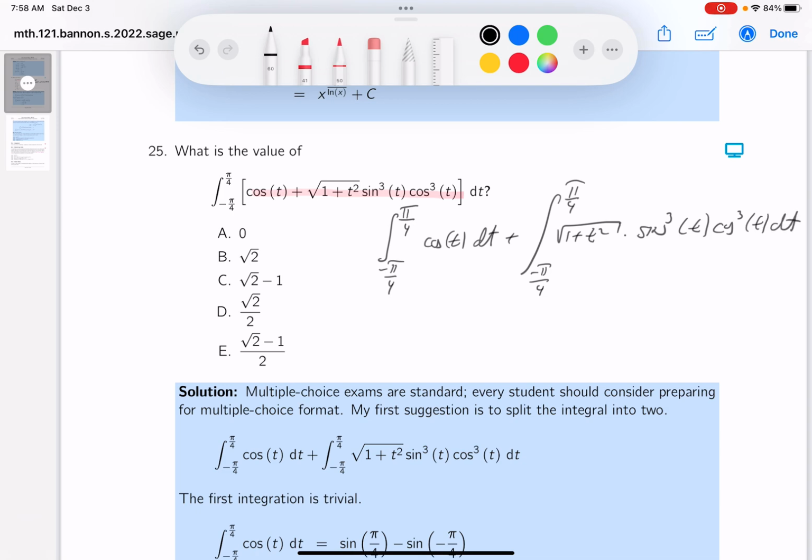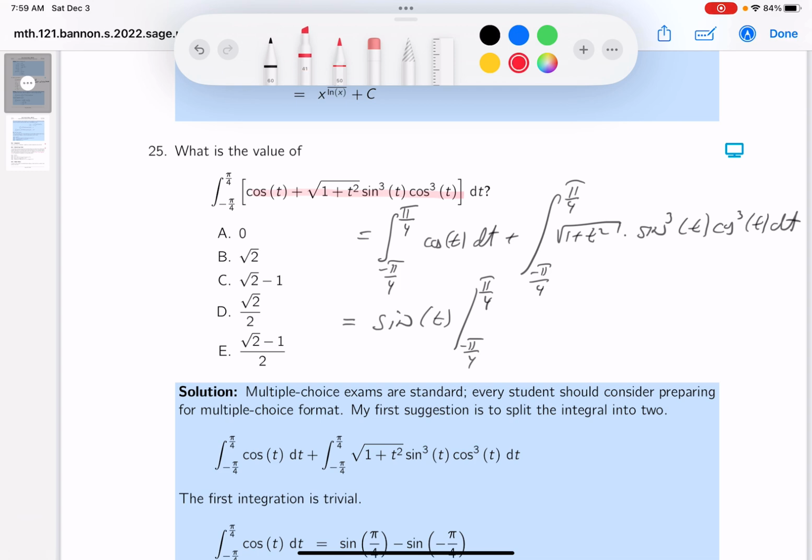Well, let's do the first integration. Looks relatively simple. All right, what's it going to be? It's going to be sine of t, because the derivative of sine is cosine, evaluated from minus pi over 4 to pi over 4. We'll look at the second one, though.